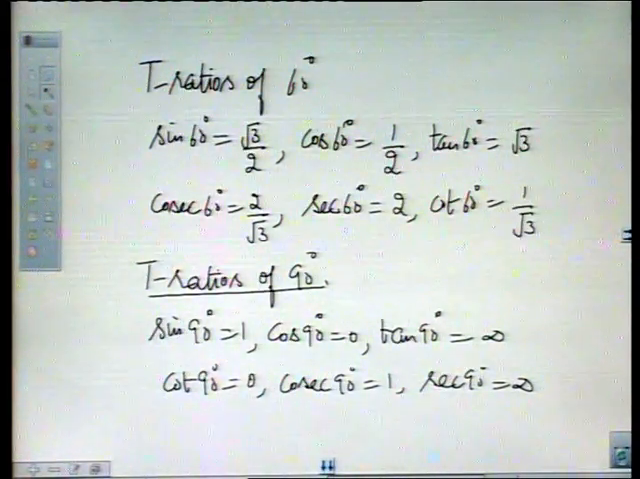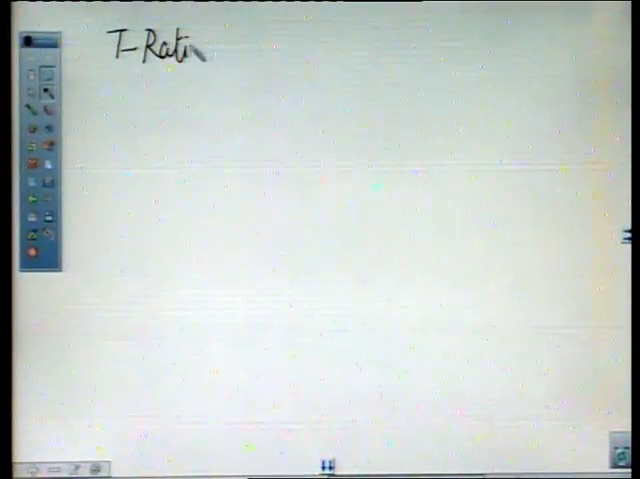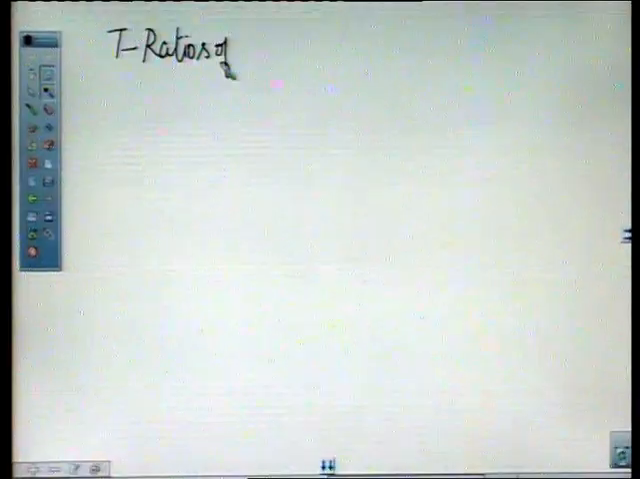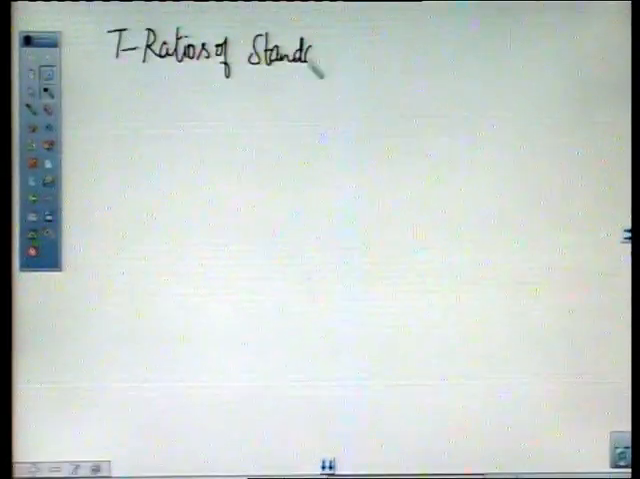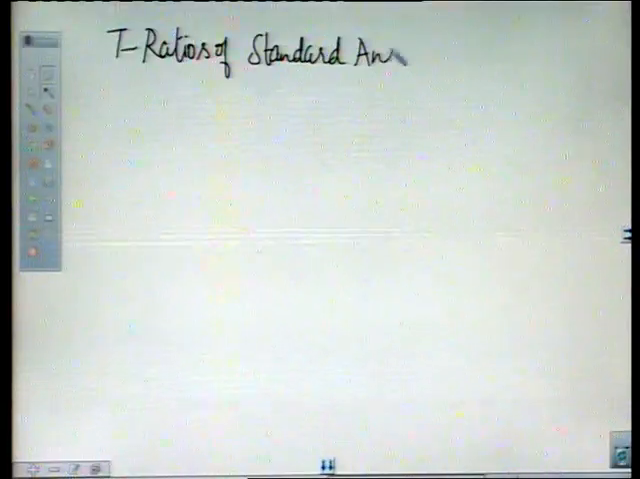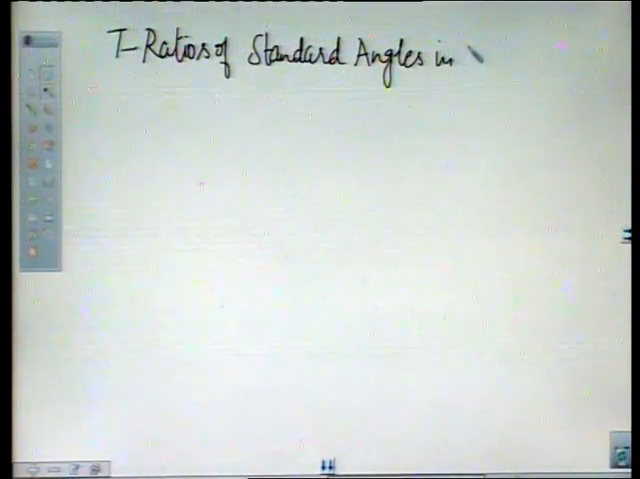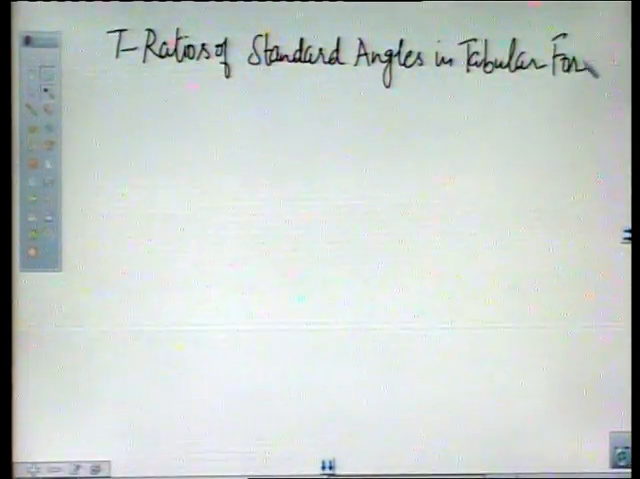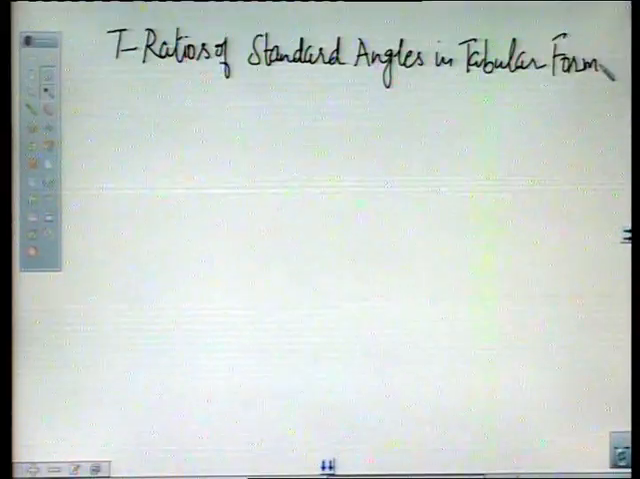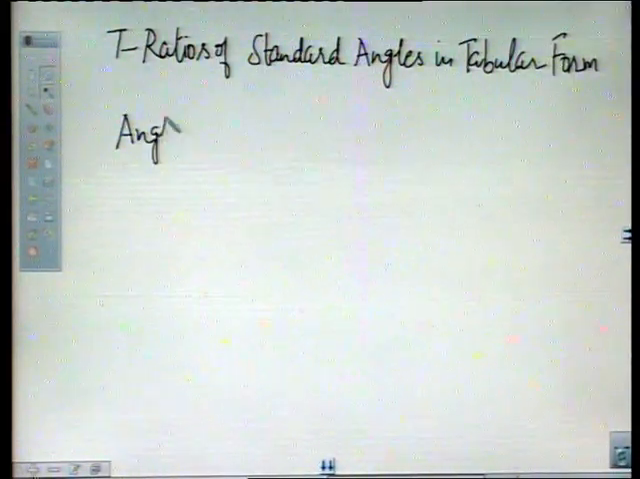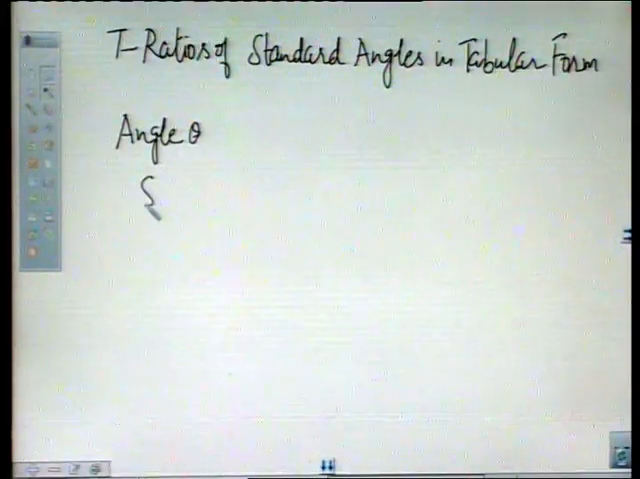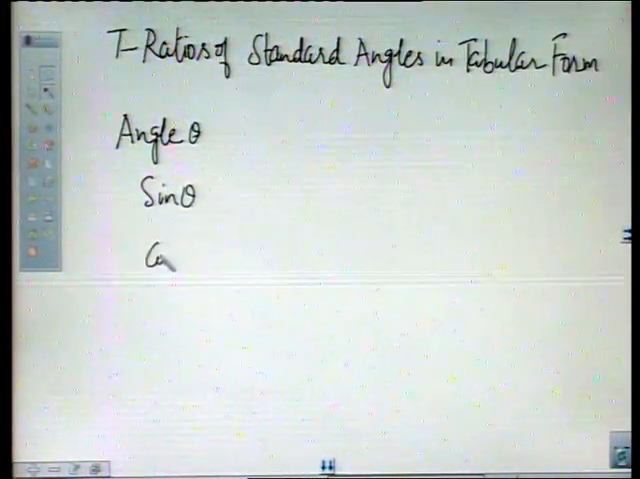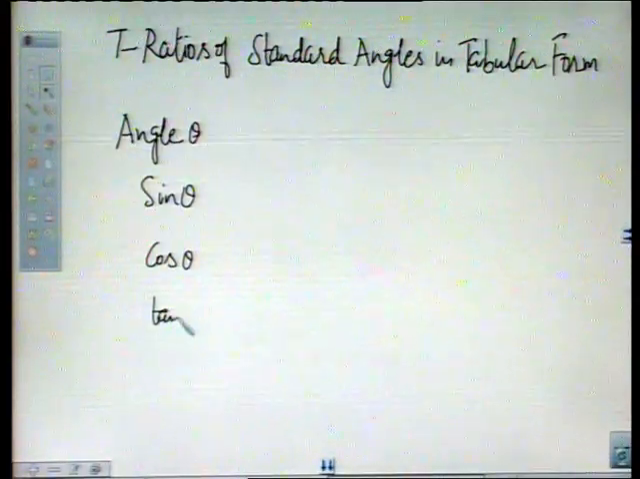We sum up these values in the tabular form. T ratios of standard angles in tabular form. We must learn these values in order to solve the questions. Only then we will be able to solve the questions. Here we take angle theta. We will find the value of sin theta, cos theta and tangent theta.